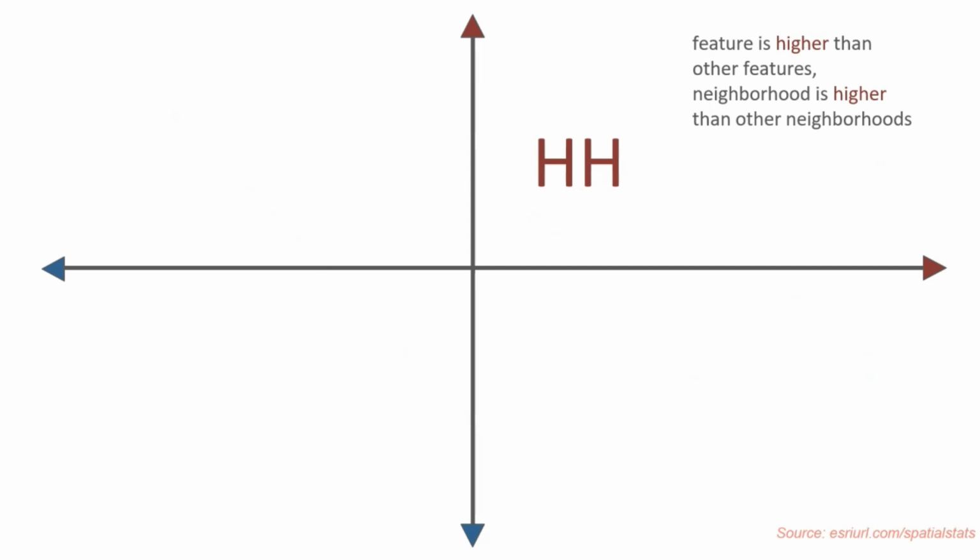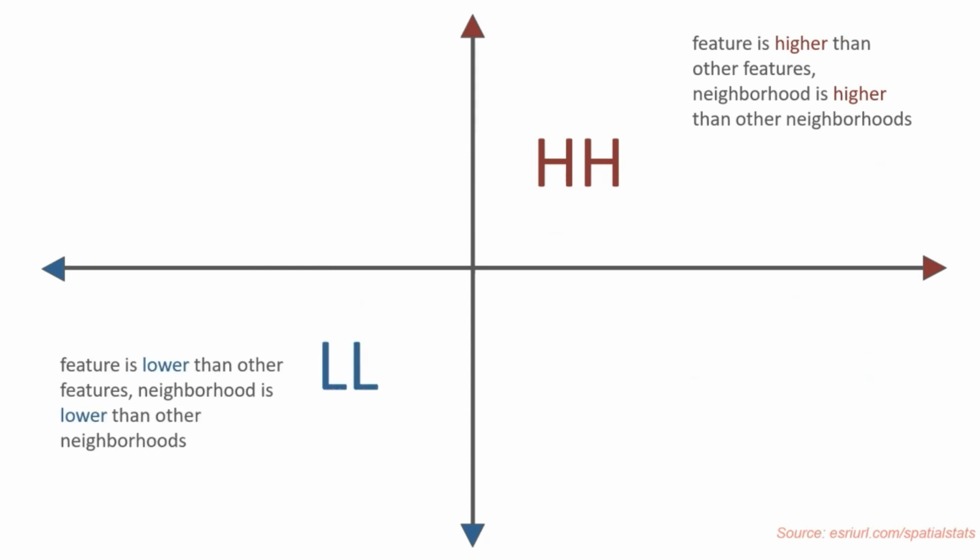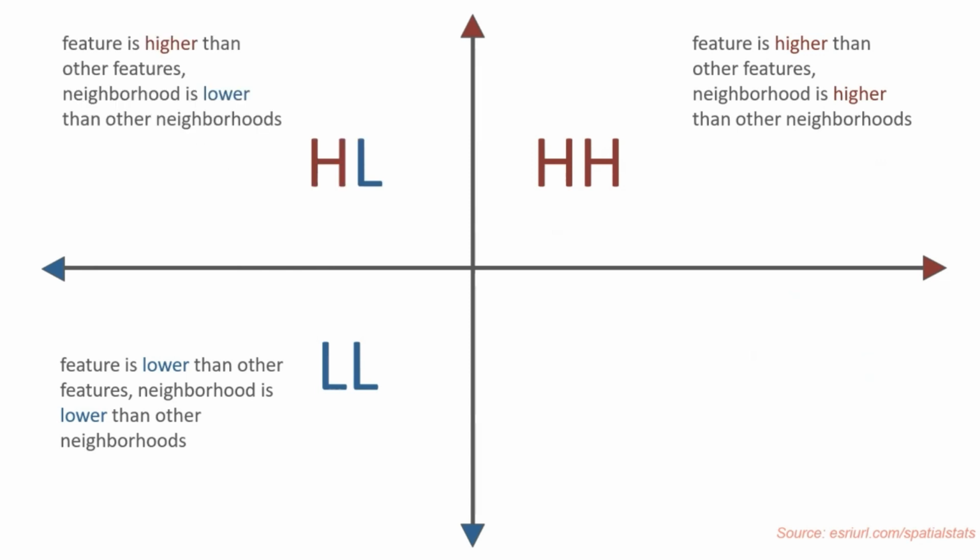So this will be a high cluster. Then the feature is lower and the neighborhood is lower. That will be your LL or low cluster. What is interesting is the other two quadrants where the feature is higher but the neighborhood is lower.